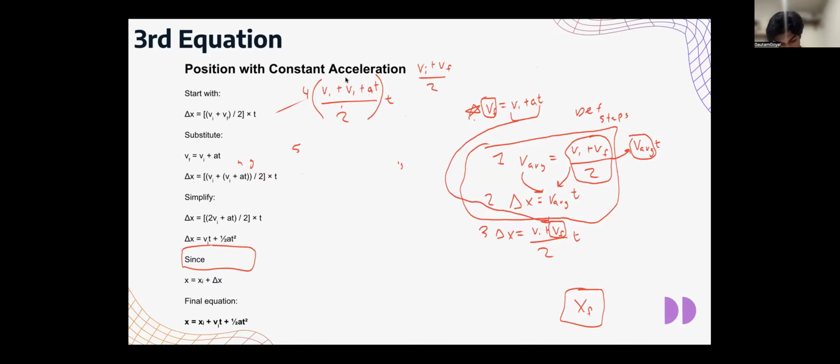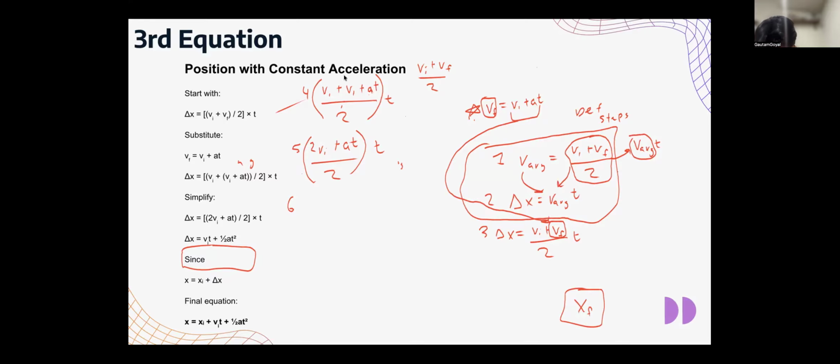I'm moving on to step 5 now. Since now we can just combine the terms that we have. We know that the initial velocity plus the initial velocity is just equal to 2 times the initial velocity, plus at over 2 times t, correct? I just combined these two v's together for right now, correct? Yes. Okay. Moving on to step six.